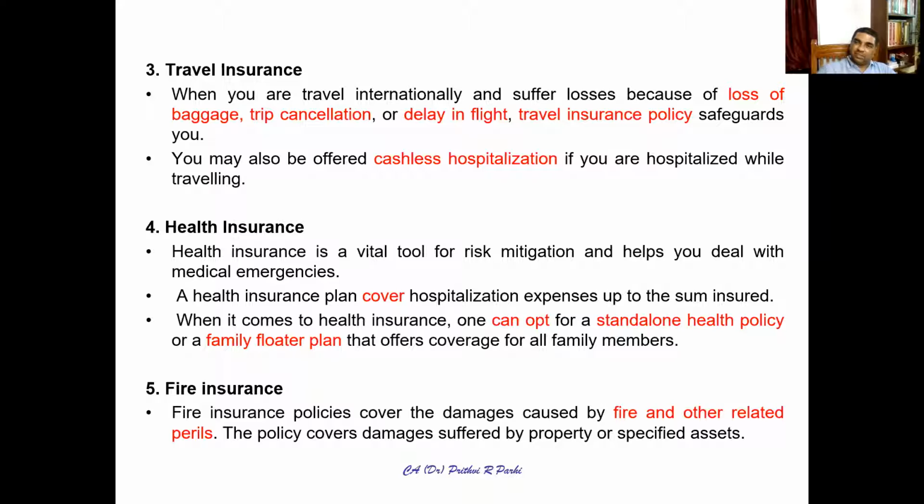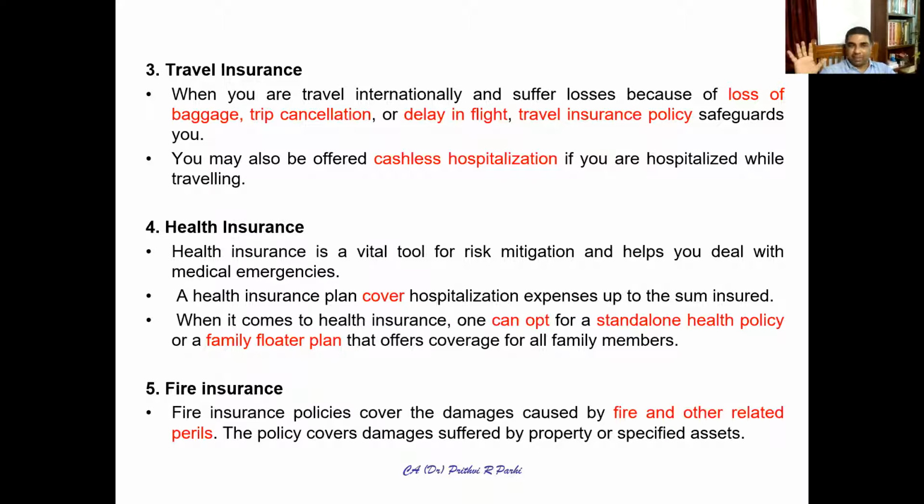Health insurance is a kind of insurance which is gaining popularity day by day. So one needs to ensure his health. One person's hospitalization expenses can be covered through health insurance. Health insurance can be a standalone policy for one person, or it can be a family floater policy also. Family floater means if some health issue happens to anyone in the family, this one policy can take care of that. That is called a family floater policy.